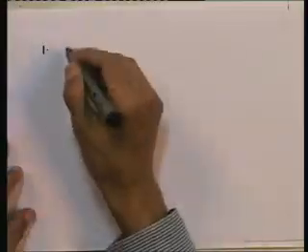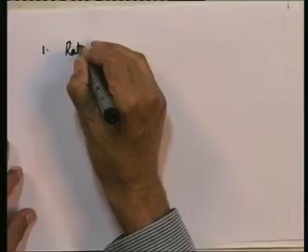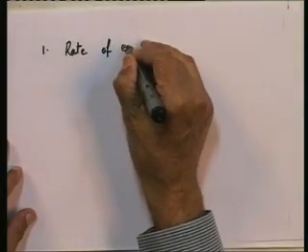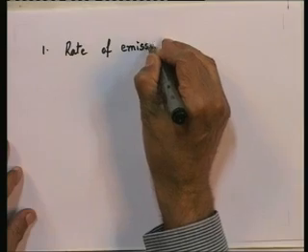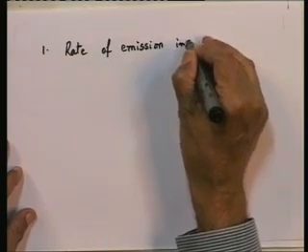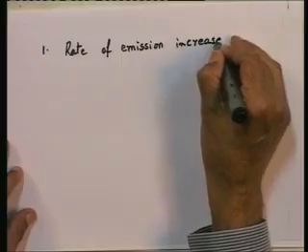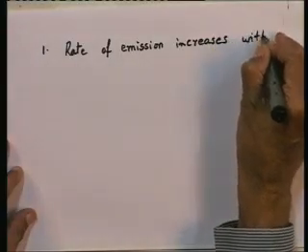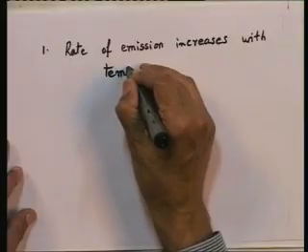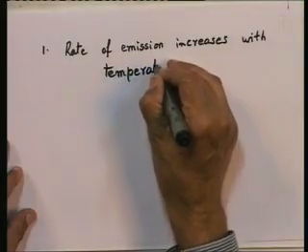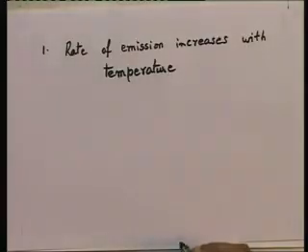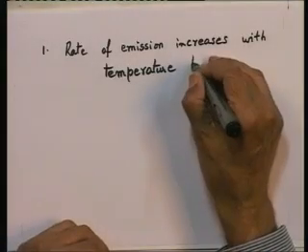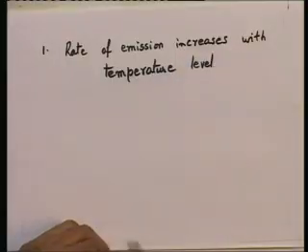Number 1, the radiation increases with temperature level. Let me write that out. Number 1 characteristic, rate of emission increases with temperature level. The higher the temperature, the more the radiation emission by thermal radiation. Rate of emission increases with temperature level. That is one characteristic to note.